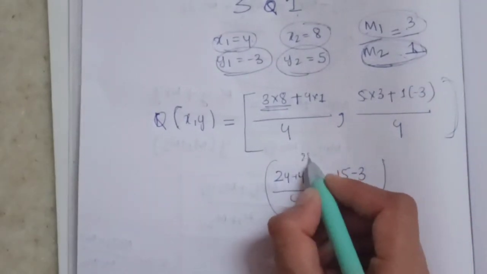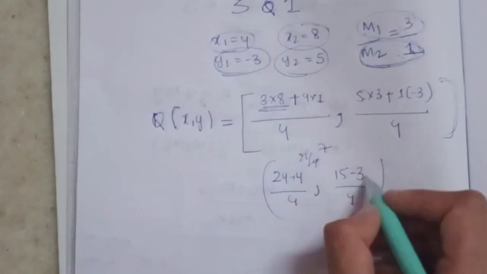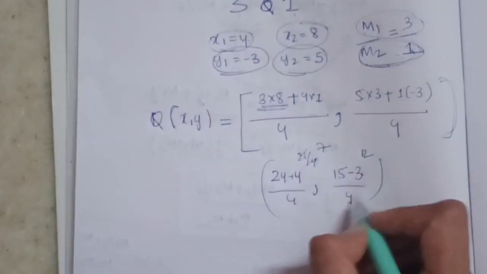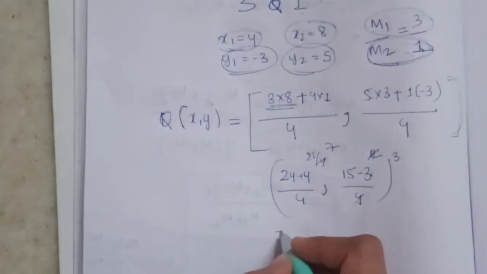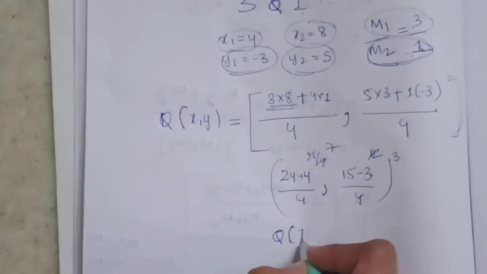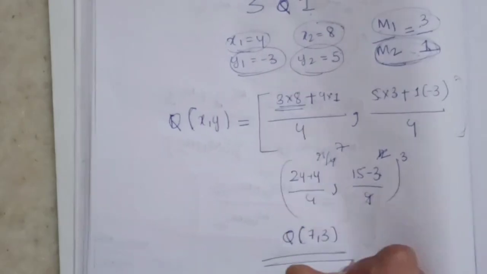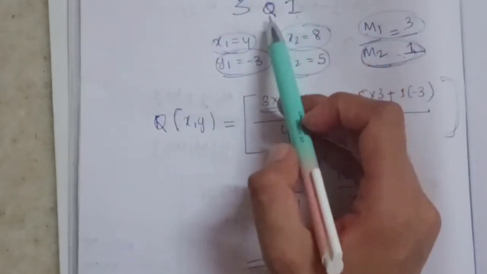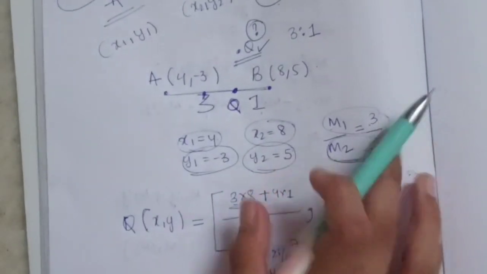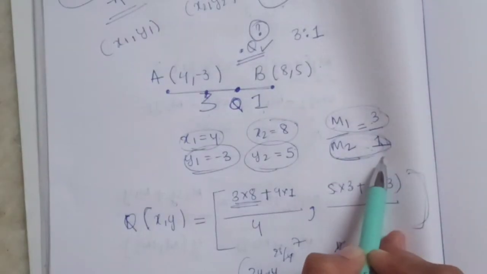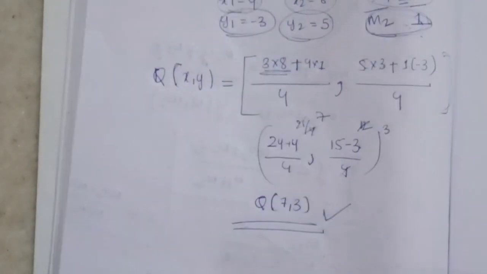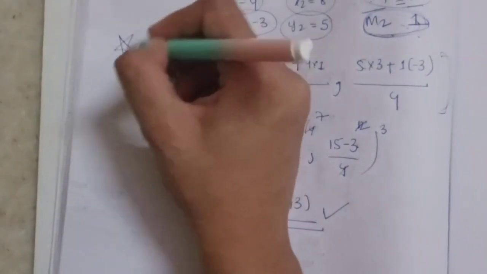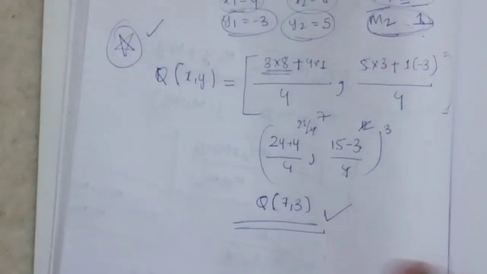So what is 3 into 8, 24 plus 4 by 4 comma 15 minus 3 by 4. So 28 by 4, which is 7, right? And 15 minus 3 is 12. 12 by 4 is 3. So now we got the point Q with the coordinates 7 comma 3, which divides the line segment formed by these 2 points into 3:1 ratio. The coordinates are 7 comma 3. This is the direct question. This is a 200% guarantee question that could be asked in your board exams.